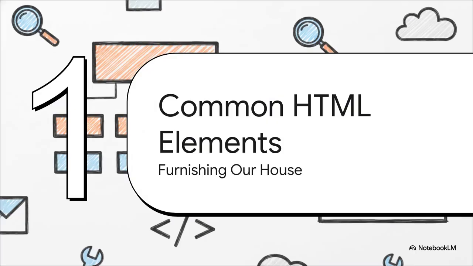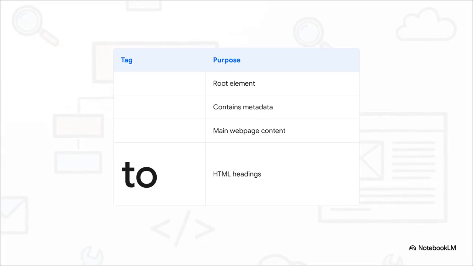Section 3, Common HTML Elements, Furnishing Our House. Let's see how this builds as we start outfitting our blueprint with a variety of elements. Let's check out the main structural elements. You've got your root element, which is the HTML tag itself. Inside that sits the head tag. That's the container for all your behind-the-scenes metadata, basically data about data. Below that is the body tag, and that is where your visible content lives.